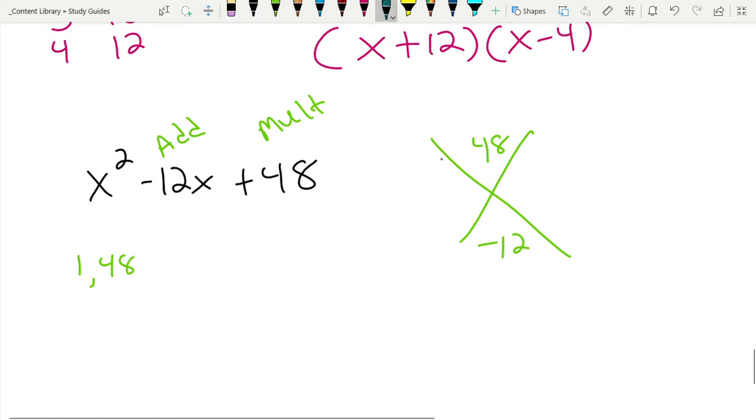Let's figure out the signs. When I multiply, I get a positive, but I add, I get a negative. So they have to be 2 negative numbers. So 1 and 48, not going to work. Well, you know what?